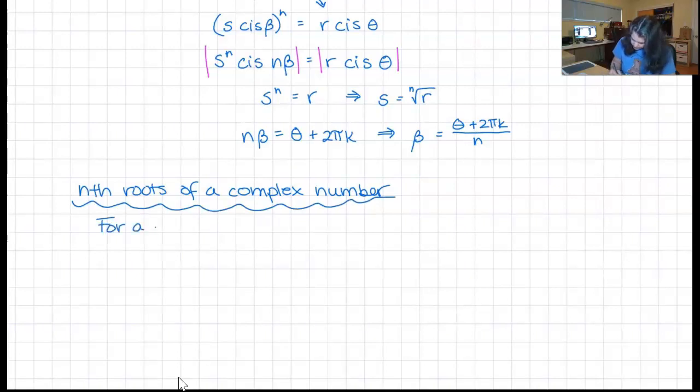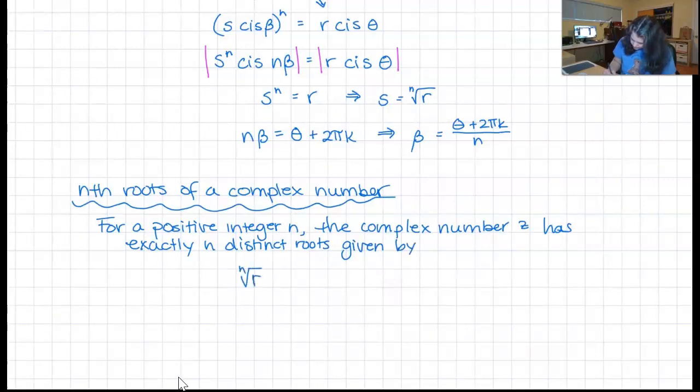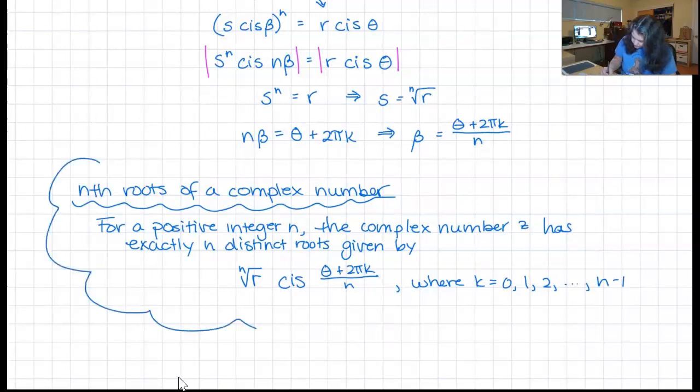For a positive integer n, the complex number z has exactly n distinct roots given by the nth root of r cis theta plus 2 pi k over n, where k is equal to 0, 1, 2, and so on, all the way up to n minus 1.